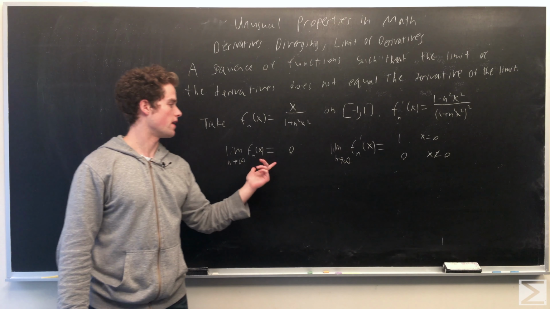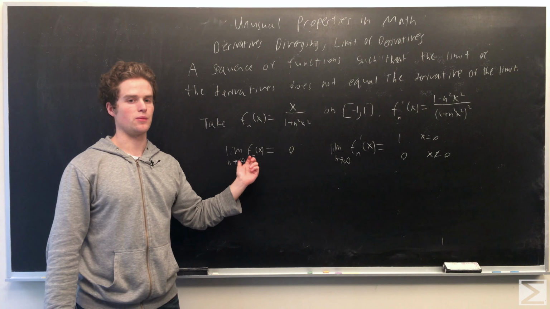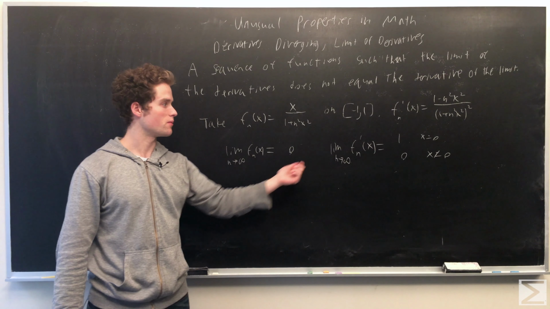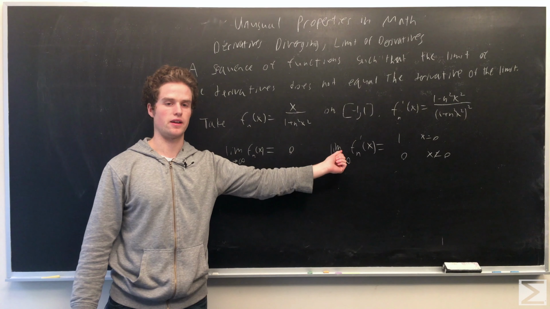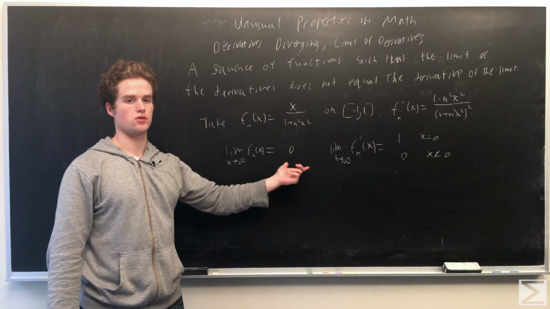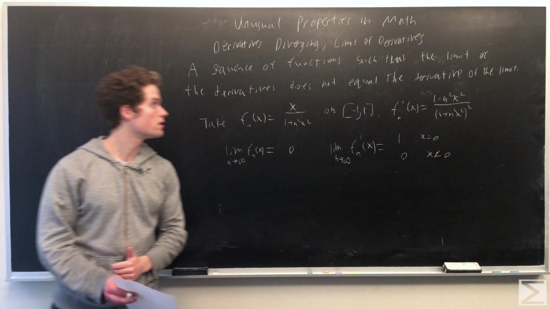And so note the derivative of the limit of f_n(x) is just 0 everywhere. But the limit of the derivatives is not 0 everywhere. It's 1 at x equals 0. And so these two do not match.